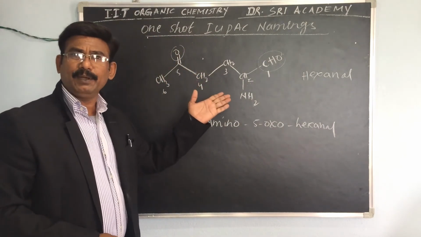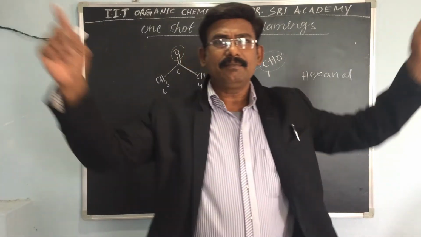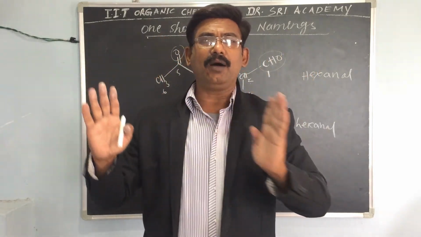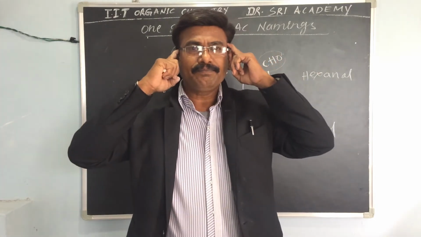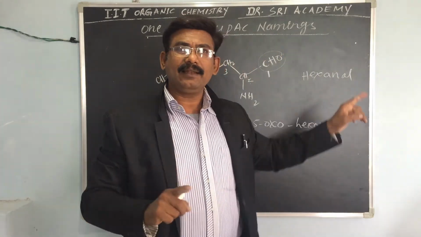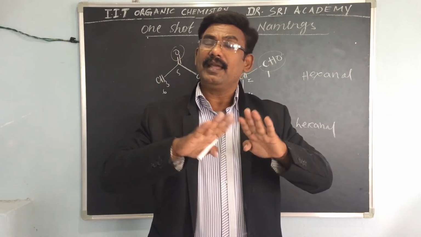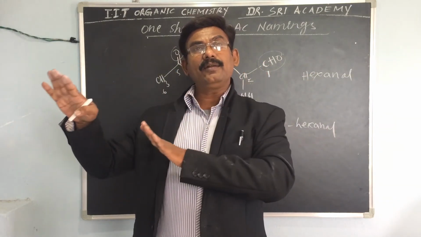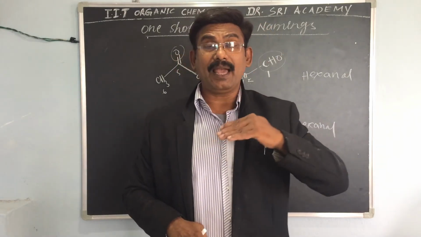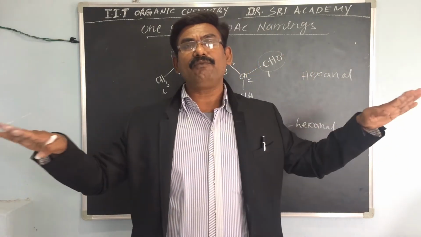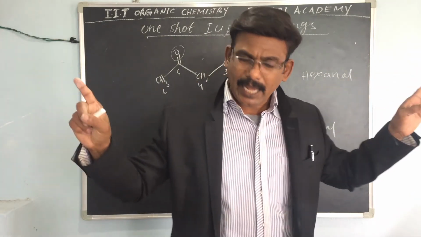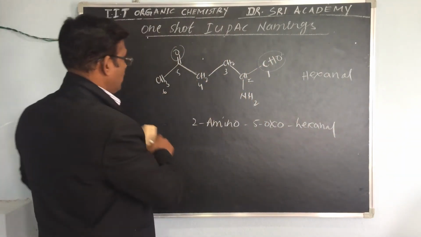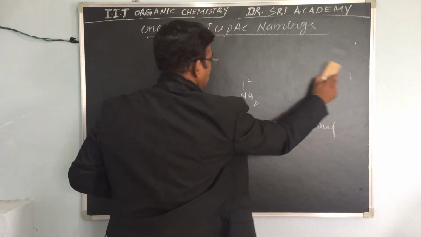Just very simple. You have to remember particularly the table, the functional groups 1 to 16. Then longest chain, then alphabetical order. The highest priority is the suffix, and all the remaining functional groups are prefixes. Okay, so this is one example. We will see two or three examples. Please note down everything.